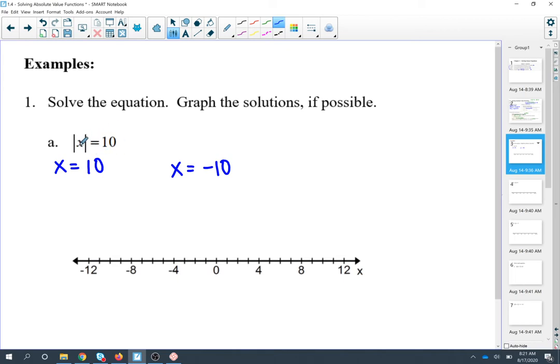So what number is 10 away from 0? Well, that's either 10 or negative 10. They're both 10 away from 0. So if we're going to graph that solution, we would have, let's see, negative 4, negative 8, negative 9, negative 10. We would have one of our solutions on negative 10. 8, 9, 10. We'd have another solution on positive 10. And then that would just be our graph, just two dots, 10 and negative 10.